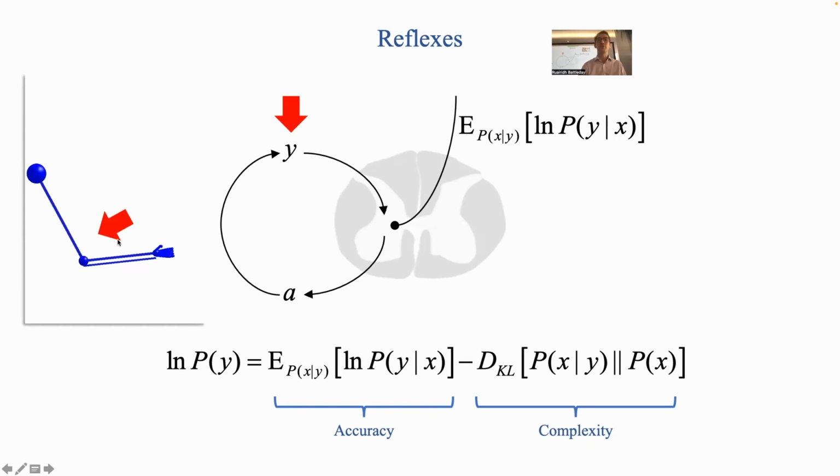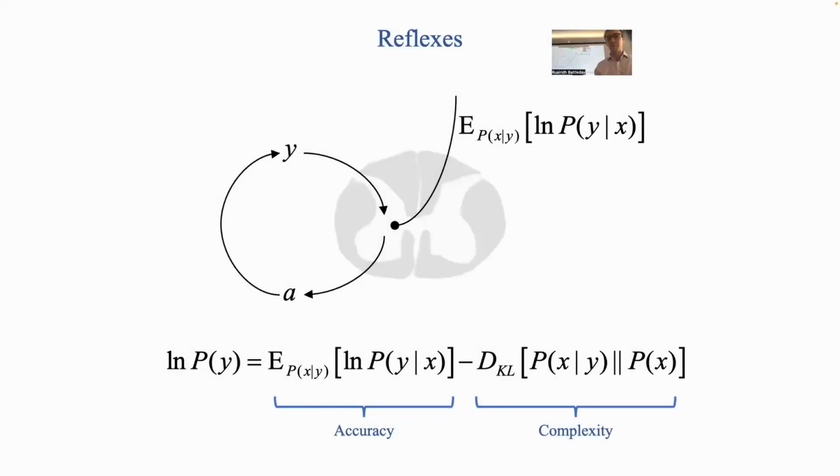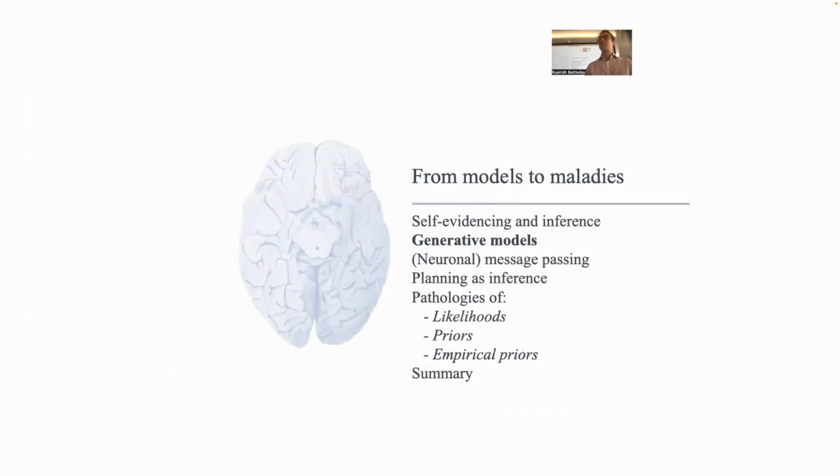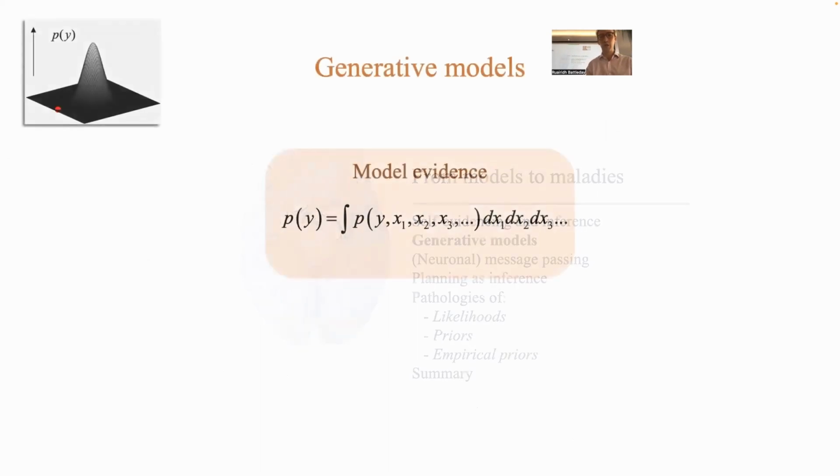And that looks very much like the sort of spinal or brainstem reflex arcs that we might see in the nervous system. So the next thing I'm going to go through is just the structure of generative models and how we tend to present those models. And much of that will be familiar to lots of people, I'm sure.